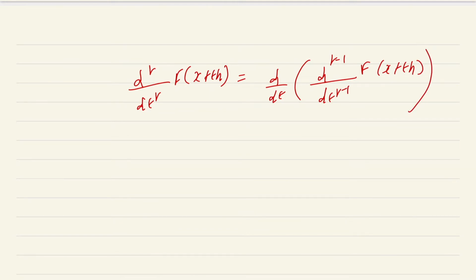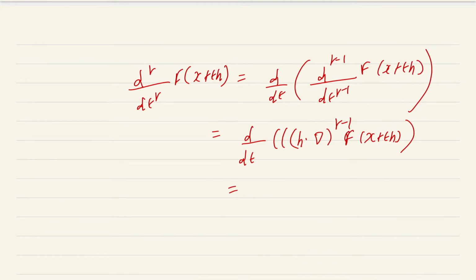Which we know by the induction hypothesis is nothing but d/dt of (h·grad)^(r-1) f(x + th). And this is just, by the definition of h·grad and the fact that the result holds for the one variable case, (h·grad)^r f(x + th). So the proof was essentially symbol pushing, where we have just used the induction hypothesis as well as the base case of the induction.